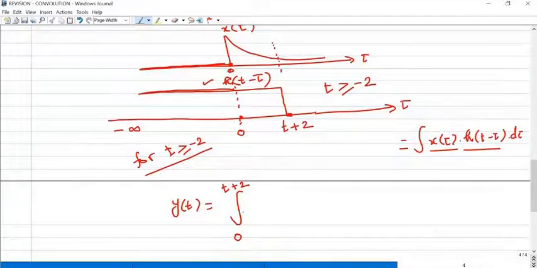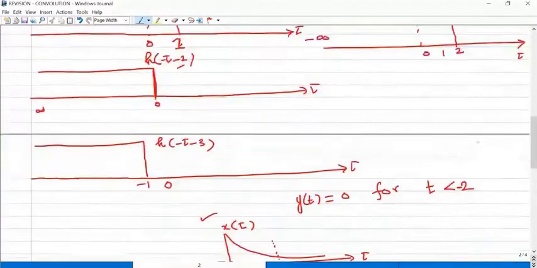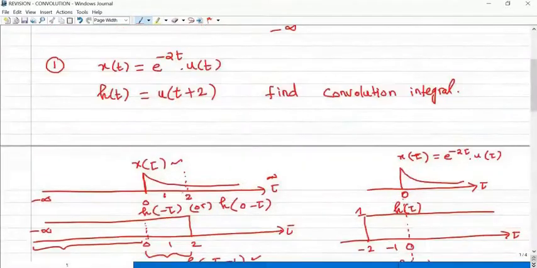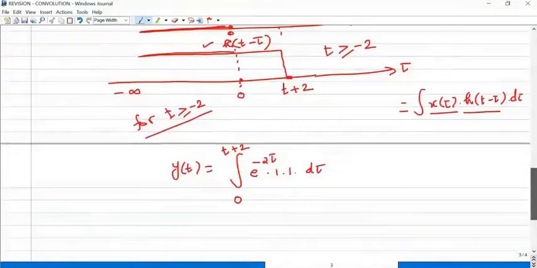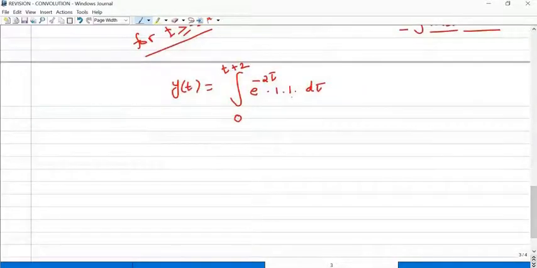X of tau. What is x of tau? E power minus 2 tau into u of t. U of t value 1. H of t minus tau. H of t equal to u of t plus 2. That is a unit step signal. The value is 1 only, so you'll get 1. H of t minus tau, here value 1 only. U of t plus 2 magnitude is 1 from minus 2 to infinite. So if you look at this t minus tau diagram also, the magnitude is 1 only. So substitute 1. That's it.